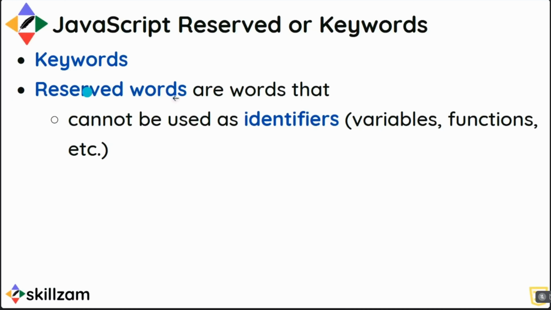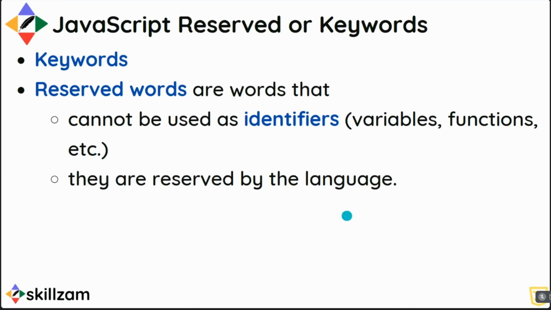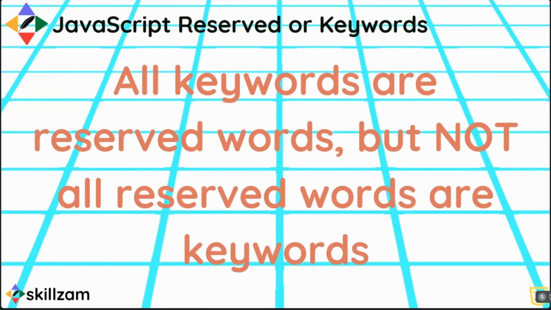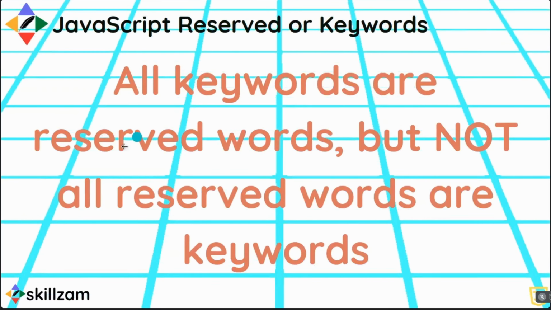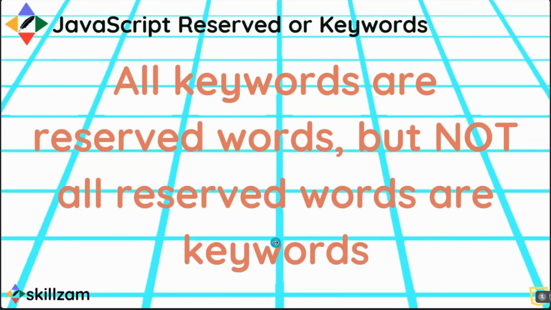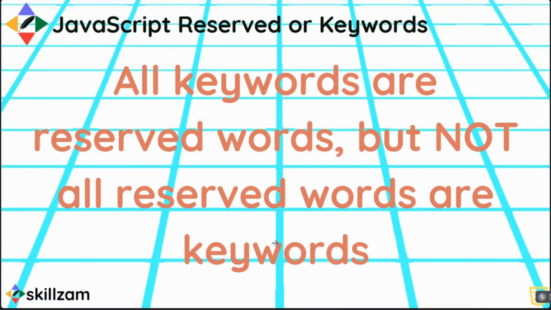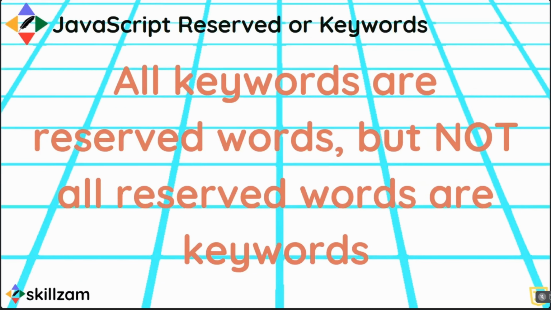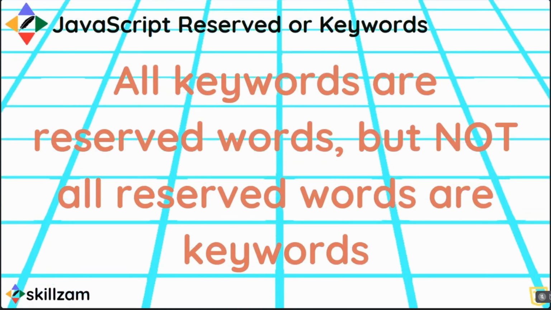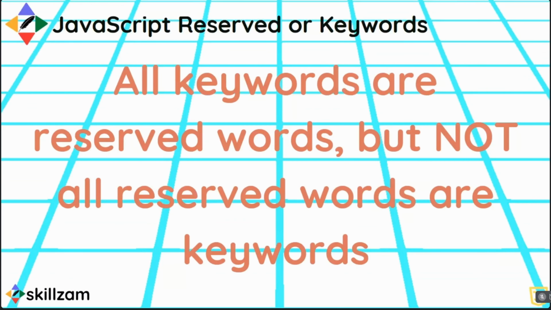So reserved words are the words that cannot be used as an identifier, which is a variable name or function name or class name or anything. Obviously, they are reserved by the language. Now, this is a very, very important statement. Always remember this: all keywords are reserved words, but not all reserved words are keywords, which means every keyword in the language is a reserved word, but there are certain reserved words which are not keywords.